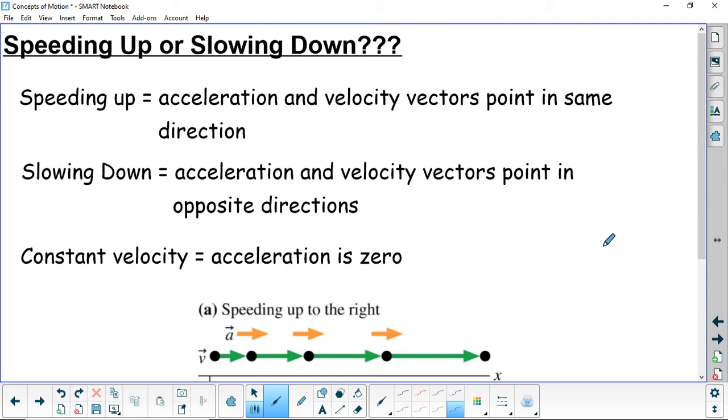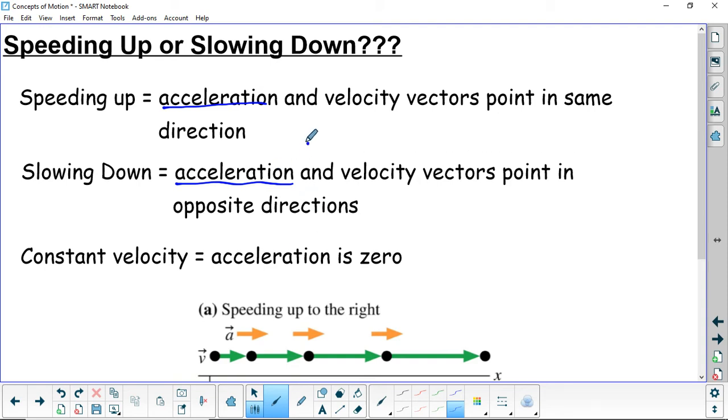When you have an object moving, we commonly use these terms in everyday language: speeding up and slowing down. In physics, an acceleration includes both speeding up and slowing down. There's no distinction. So if we're slowing down, we still say it's an acceleration, even though in common language we might say it's decelerating.